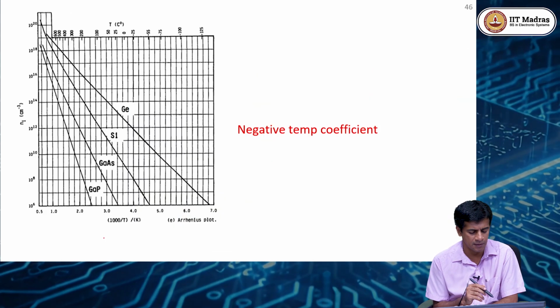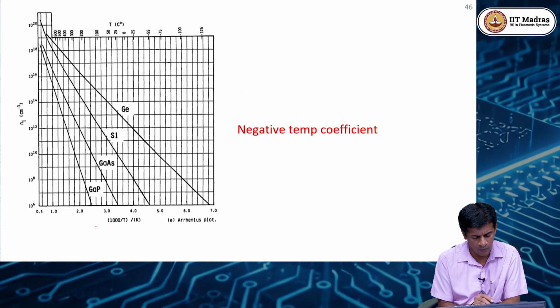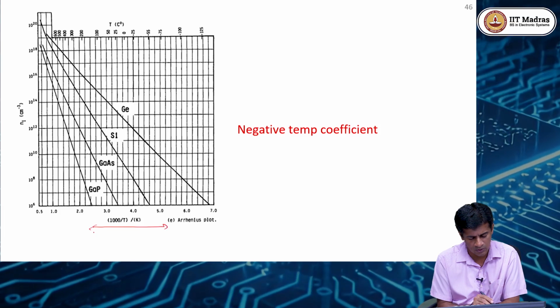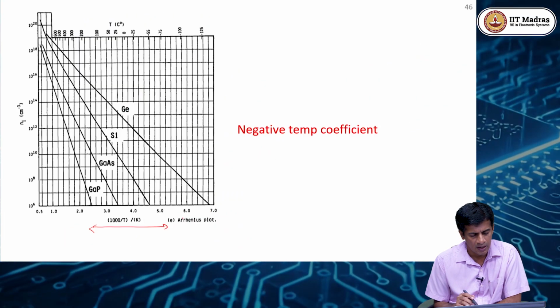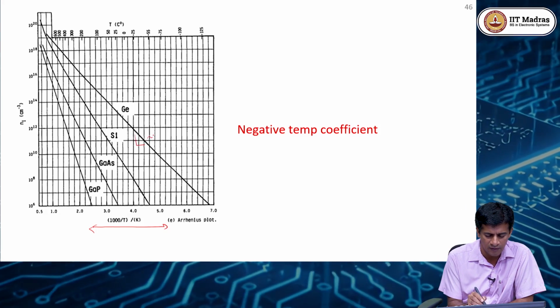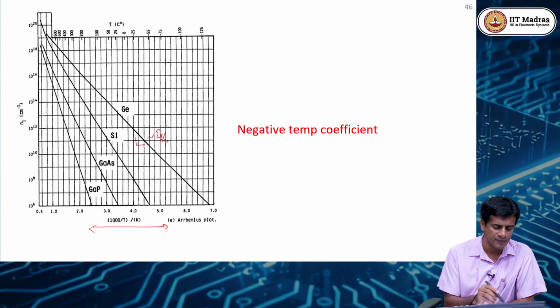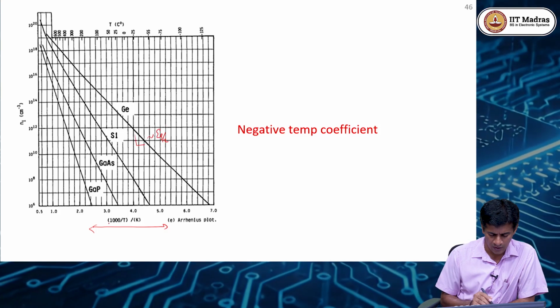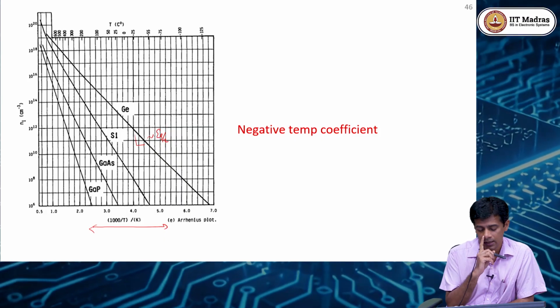So if you try to plot this function as a function of 1 over T, that is very important, because of this term. Essentially, the slope is roughly proportional to Eg by 2. It is close to Eg by 2, but not exactly Eg by 2. You can see this is 1 over T. This is something known as an Arrhenius plot. You might have seen it in chemistry.